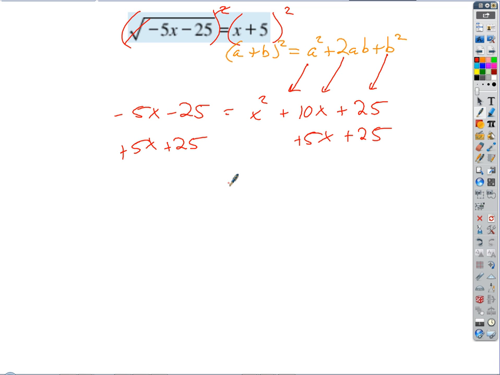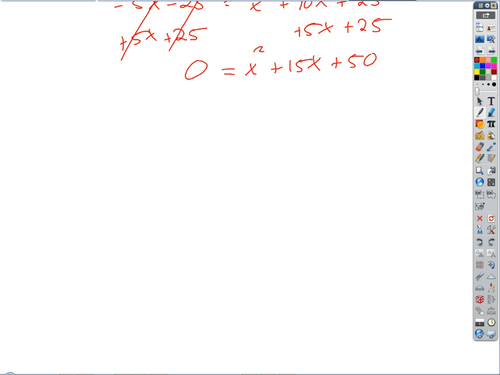Okay, and then that's going to give me 0 on the left side. On the right side, I'm just going to get x squared plus 15x plus 50. Good. And so that's just when I have a quadratic.